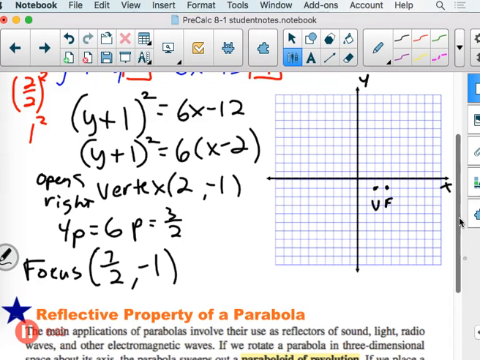Directrix. Where's that thing go? Equal but opposite. So okay, now we're going to go back 1 1/2. There. So what's the equation for our little directrix? Okay.